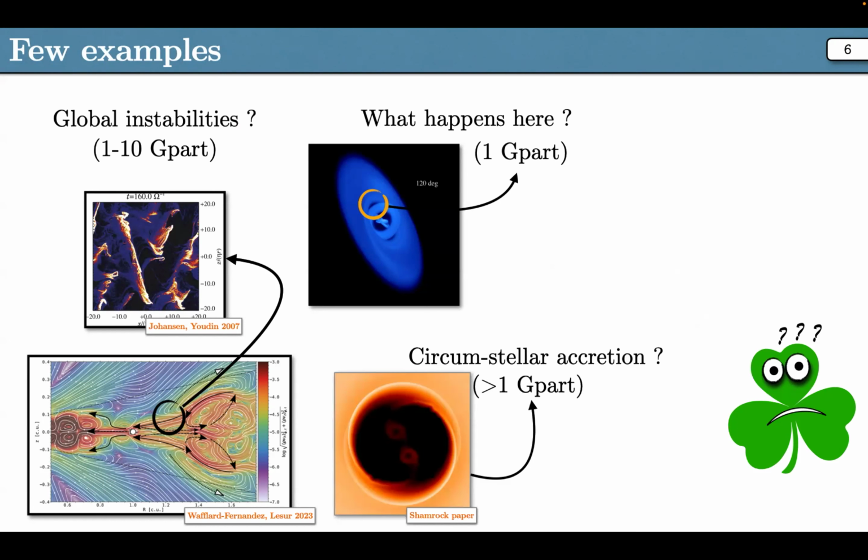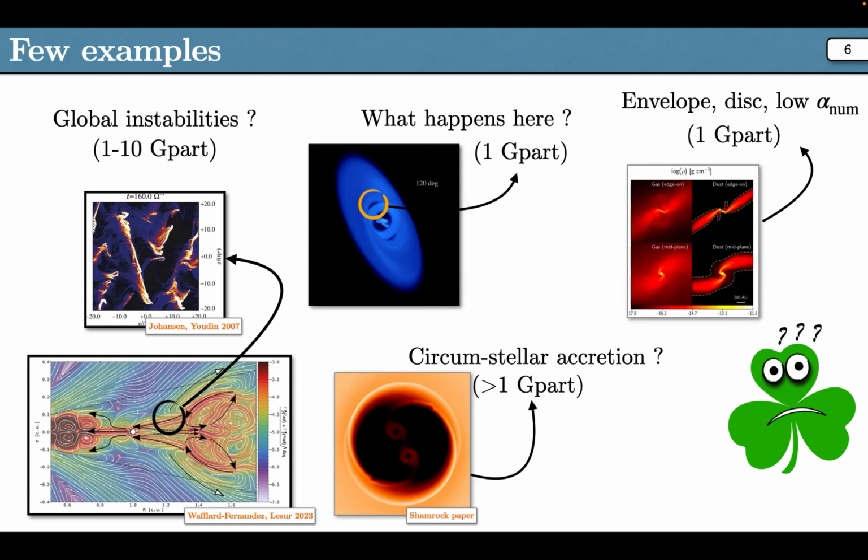Circumstellar accretion could be another one, if you want to resolve also the density in the innermost cavity, where the density contrast is pretty low. You will need a ton of particles. Or lastly, if you want to add an envelope to an existing disk while also having a low viscosity, you will also need a ton of particles.